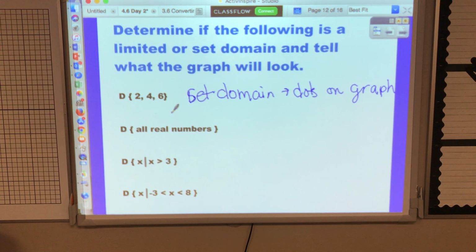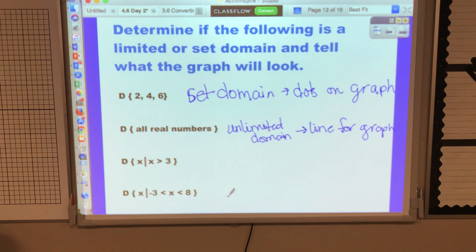Okay? Where your domain is all real numbers, this is the type we usually have been working with. We get to pick whatever numbers we want to solve for that. So this one would be a line on a graph. But this right here would be an unlimited domain. They're not saying it can only be certain things.